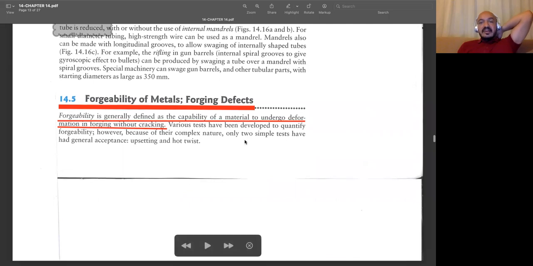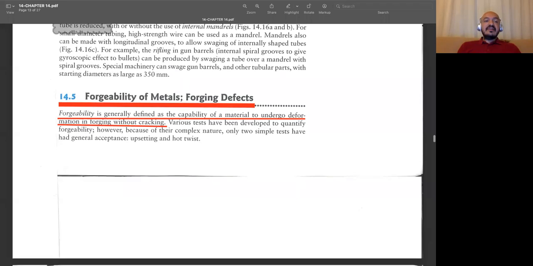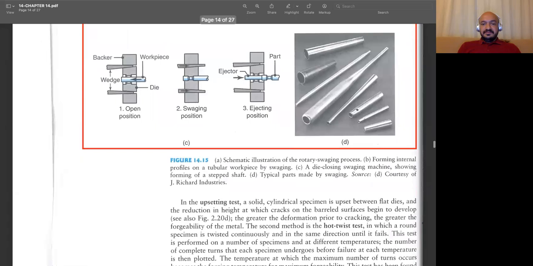And the thing is that if you are doing some forging operations on it, then you shouldn't have any problem in that material. You shouldn't come up with some cracks, some other impurities, some non-uniform properties. The material should be fine, and the resulting workpieces shouldn't have any cracks if that material has high forgeability.